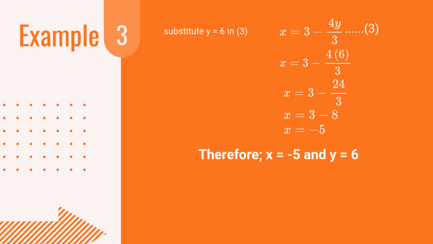The next line we have x to be equal to 3 minus 4 times 6, which is 24. Write down our 24, then divided by 3. Now the next step, x will now be equal to 3 minus 24 divided by 3, which is 8. Which makes 3 minus 8 equal to minus 5. Therefore, we have x equal to minus 5 and y equal to 6.